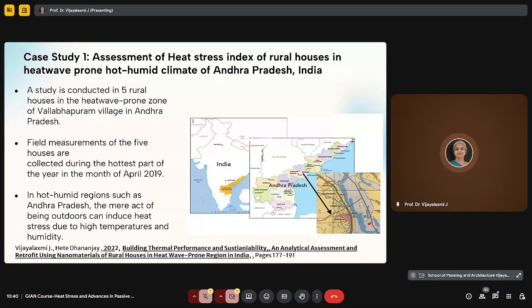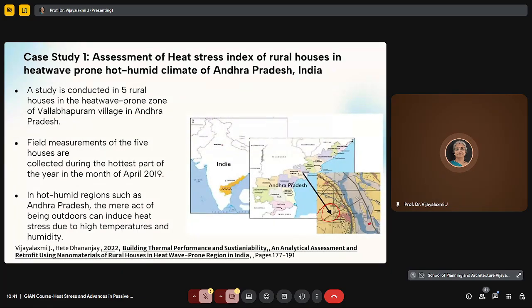The word hot humid is too fluid, I feel. Chennai is also hot humid, and Chennai is warm humid, so this is okay, that much is better. So a study was conducted in 5 rural houses in a heat wave prone area called Vallabhapuram in Andhra Pradesh. So it's somewhere here, Vallabhapuram, closer. And what we have done is, field measurements were conducted on 5 houses, collected during a warm part of the year, which is April.